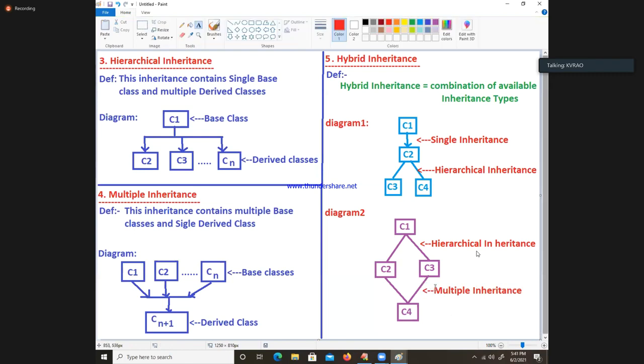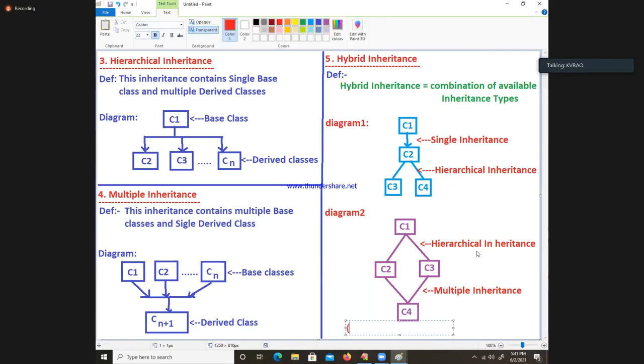This is also known as a diamond problem. It looks like a diamond symbol, so it is called a diamond problem. Actually, in Java, diamond problems are not supported.